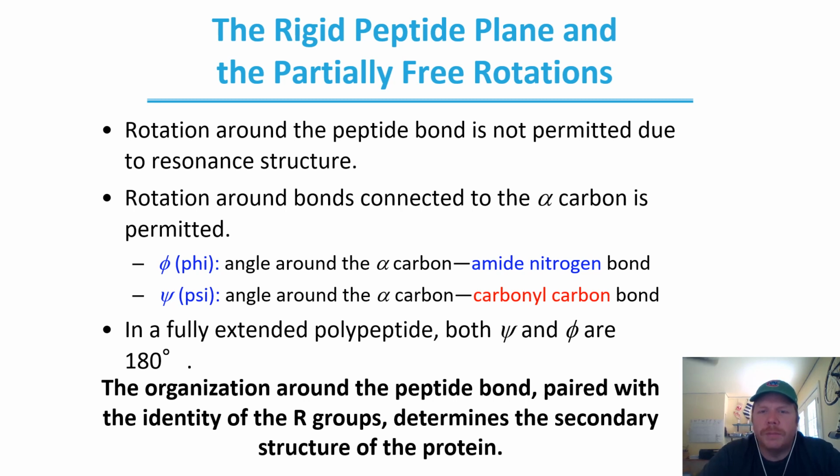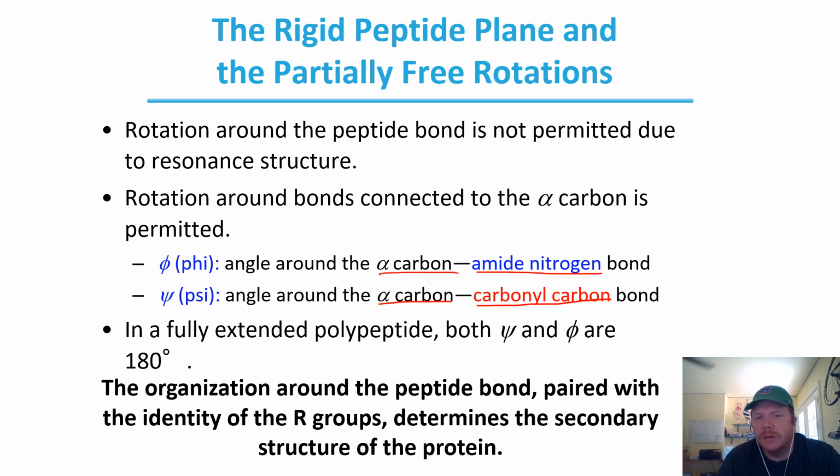The rotation about the peptide bond is not permitted due to that stabilization, due to that resonance structure. Now, we have rotation around bonds connected to the alpha carbon, and those are the phi and psi angles. The phi angle is the angle around the alpha carbon to amide nitrogen bond.